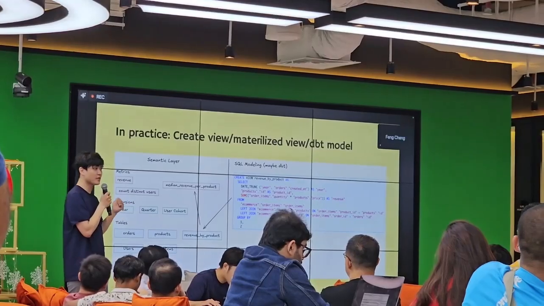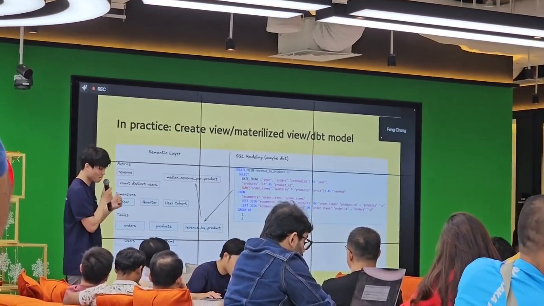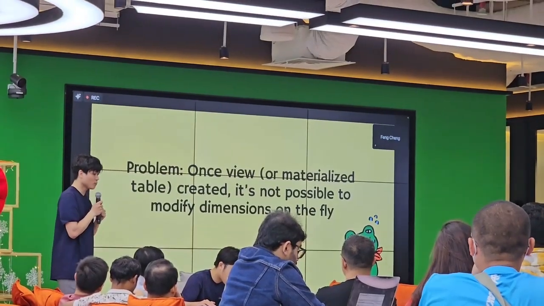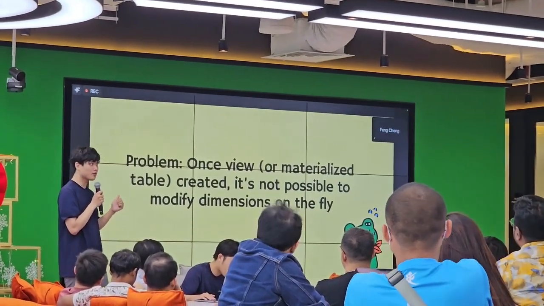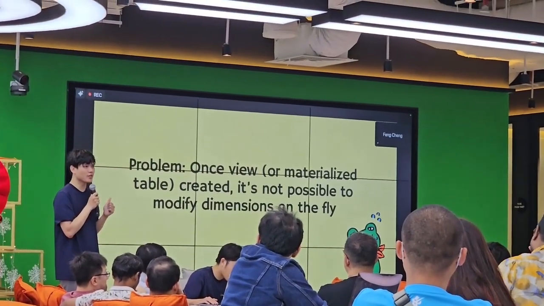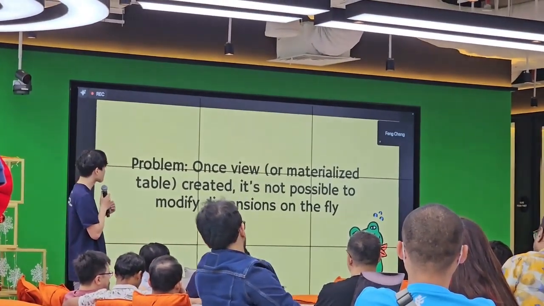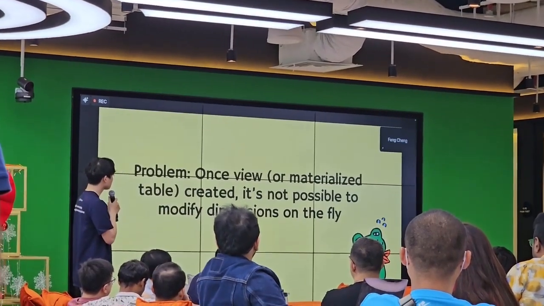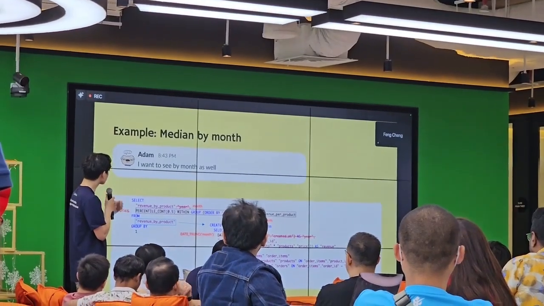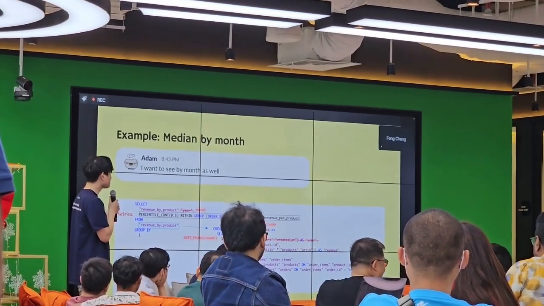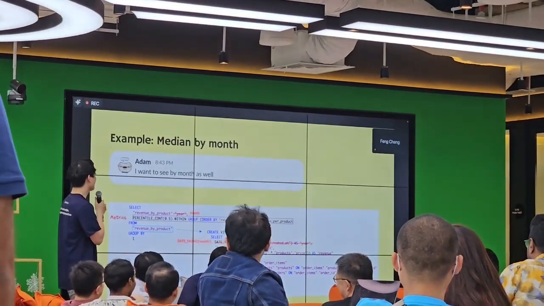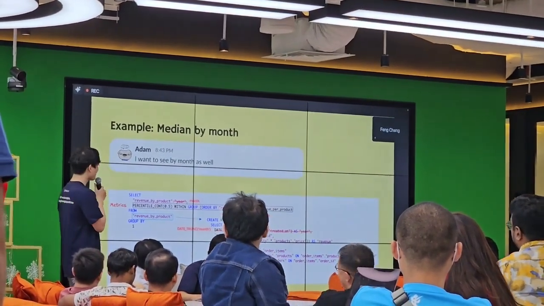But does this metric work? Kind of. But we have a problem. Once a view or a dbt model or a materialized table is created, it's not possible to change the grouping on the fly. What does that mean? Okay, so Adam doesn't want to see the median by year. He wants to see it by month.